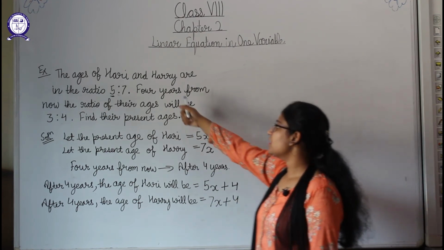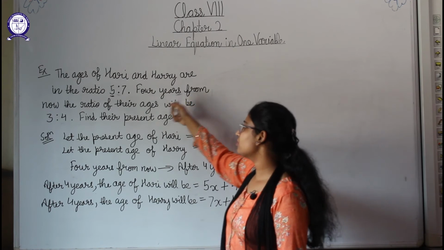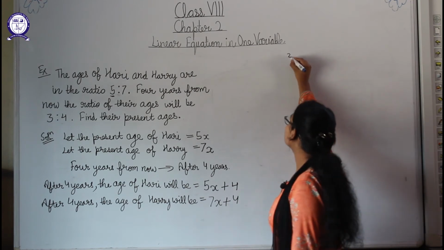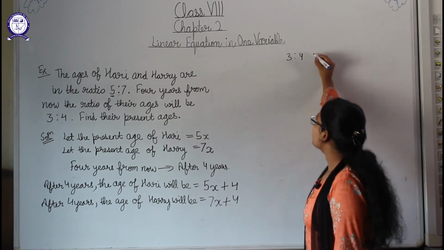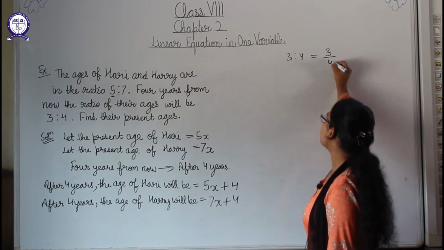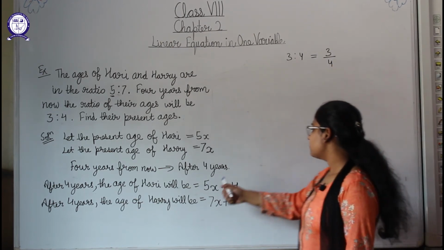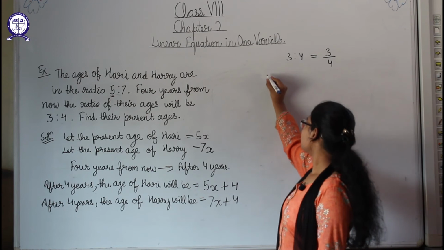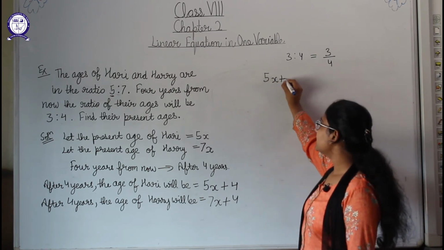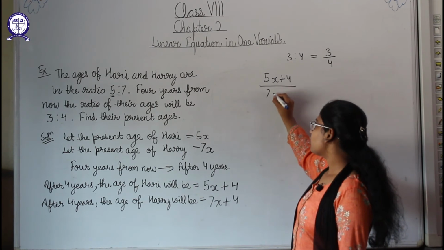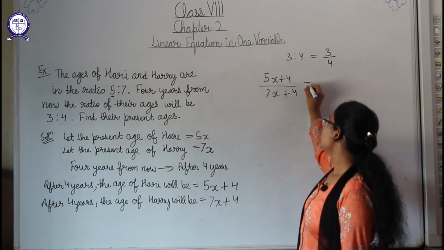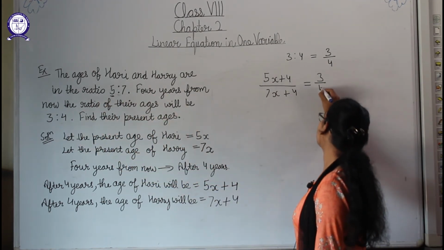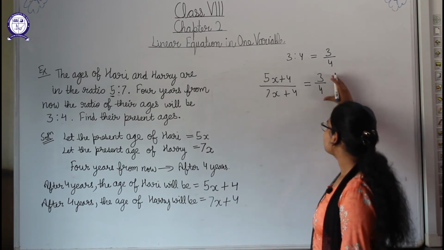Now students, what is given about the age after 4 years? 4 years from now the ratio of their ages will be 3:4. Students, you know that we can write the ratio as fractions also, so 3:4 can be written as 3/4. So if we divide 5x plus 4 by 7x plus 4, the age of Hari after 4 years by the age of Harry after 4 years, it will be equal to the given ratio 3:4, which we can write as 3/4.